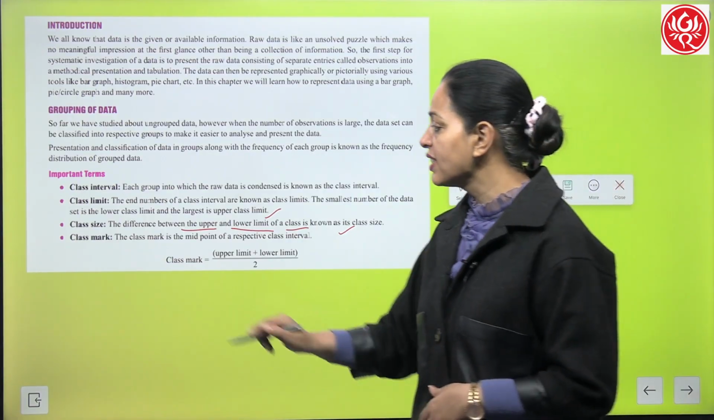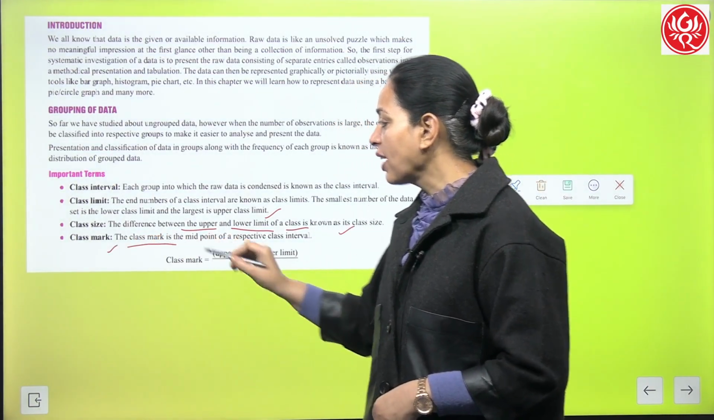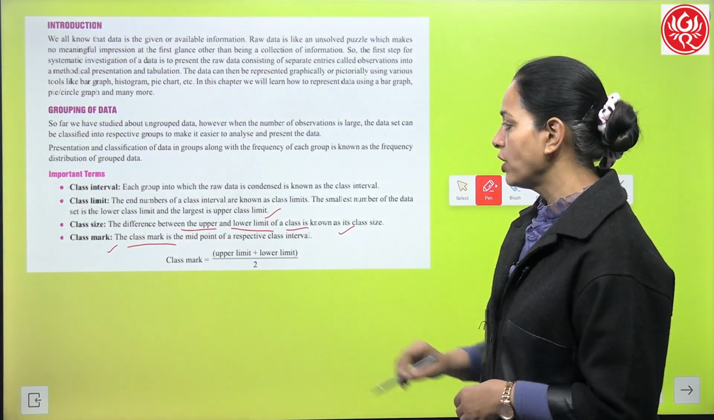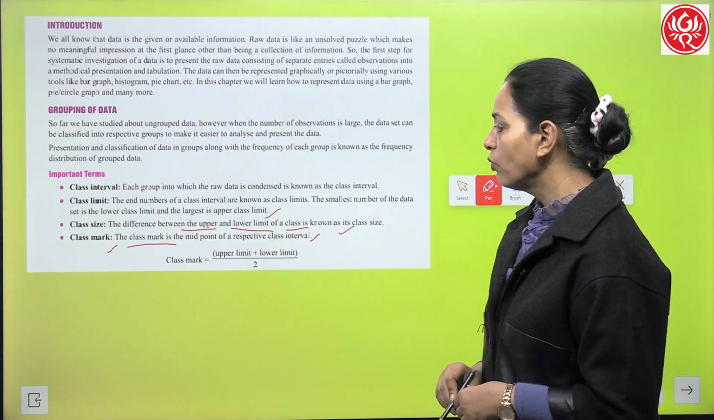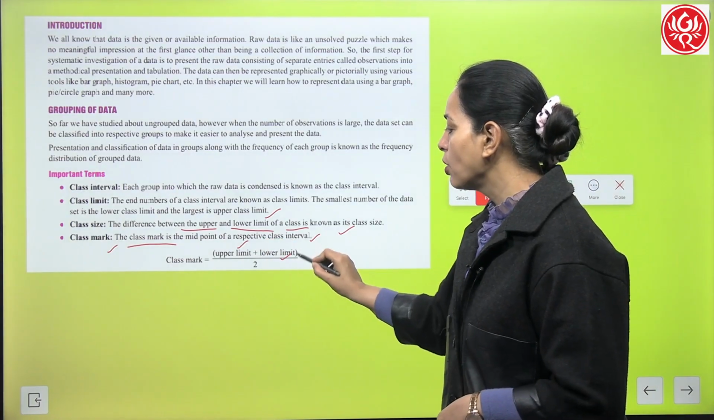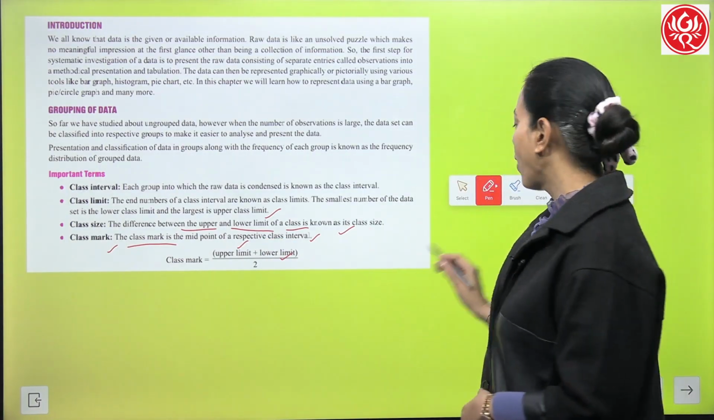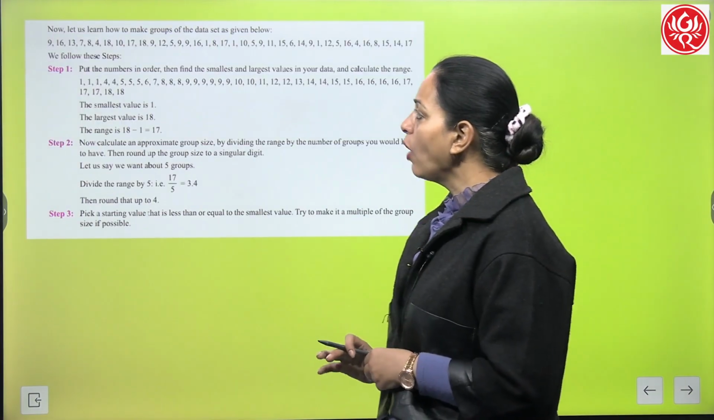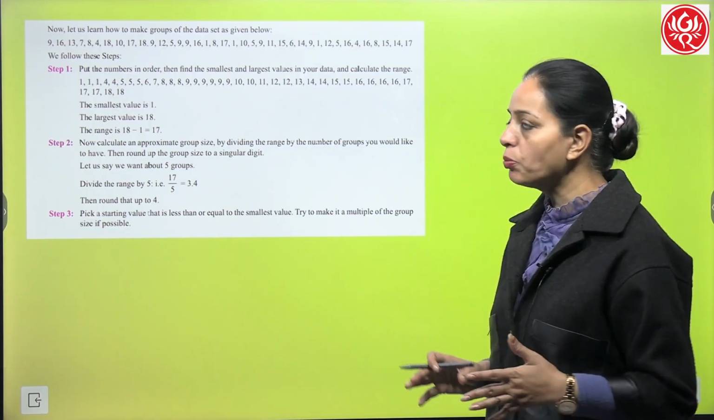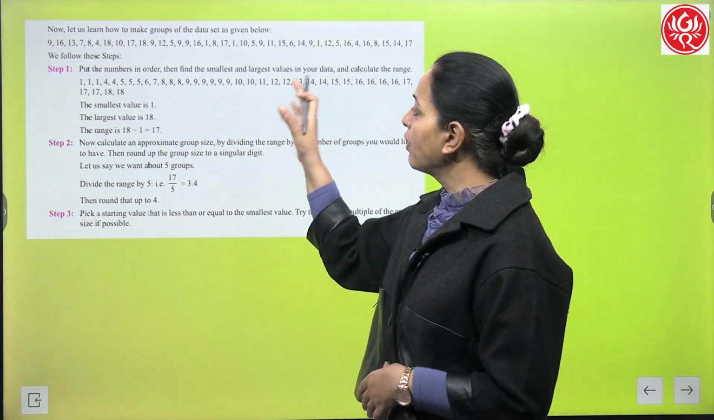And the next is class mark. The class mark is the midpoint of a respective class interval. So class mark equals upper limit plus lower limit divided by 2, right? I hope these are clear to you. Now let us learn how to make groups of the data as given below.